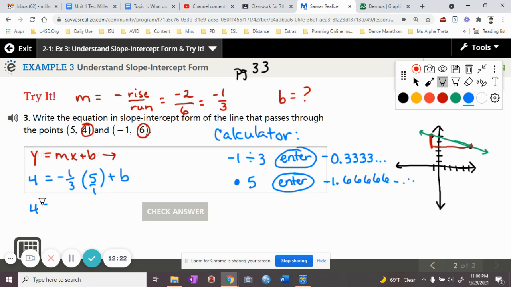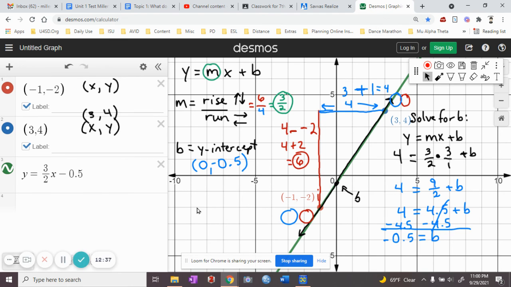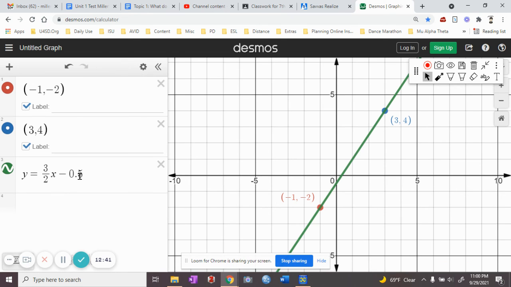So 4 equals negative 1.67 is fine. And now add your constant. Since it's negative, add your constant to get your b value. Use that Desmos graphing calculator to double check your work. It works out quite nicely. You can type in that equation, type in those ordered pairs, make sure everything matches up.